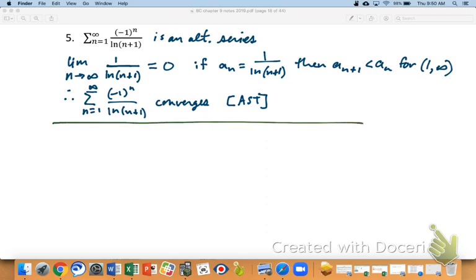So in considering that, if you wanted to write this, you could. Limit as n approaches infinity of, or what am I doing? Let's not go there yet. Sorry. Sigma of n equals 1 to infinity, absolute value of negative 1 to the n over ln of n plus 1 is what we're going to consider next.